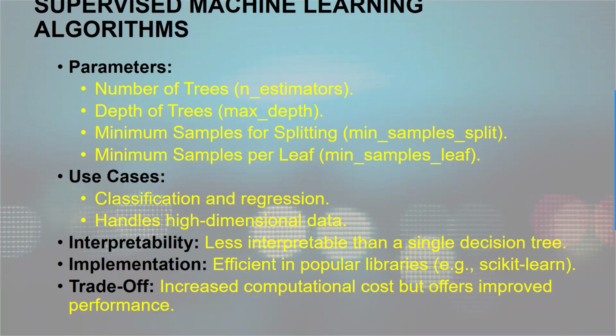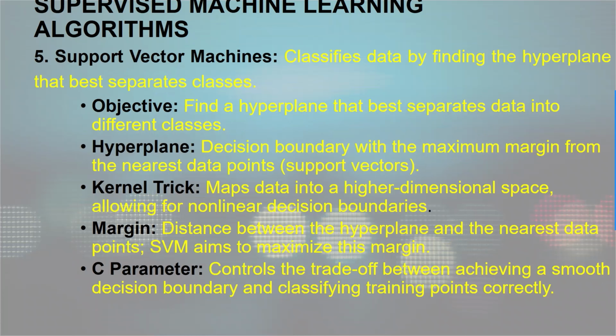Some of the use cases here include classification and regression, and handling high dimensional data. Then we have interpretability, which is less interpretable than a single decision tree. Then we have implementation, which is efficient in popular libraries, for example scikit-learn. Then we have the trade-off, which is increased computational cost but improved performance.